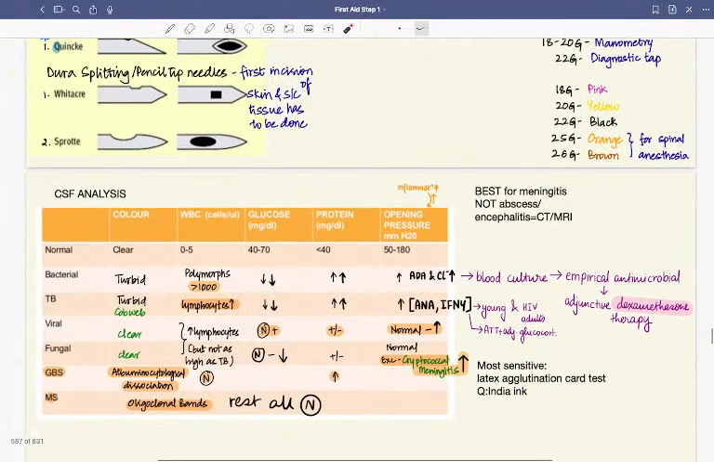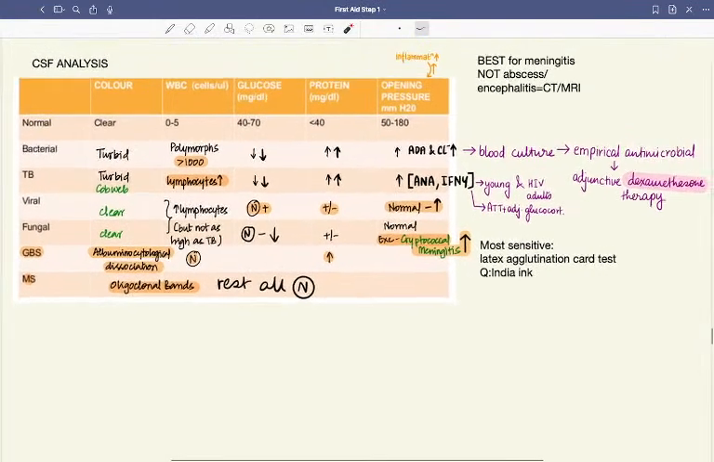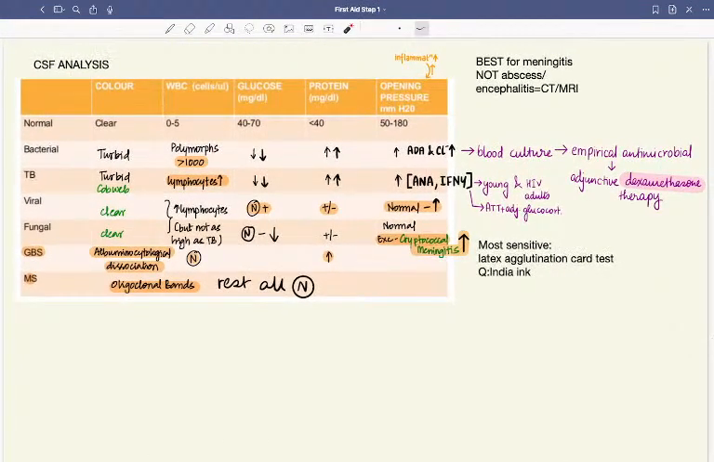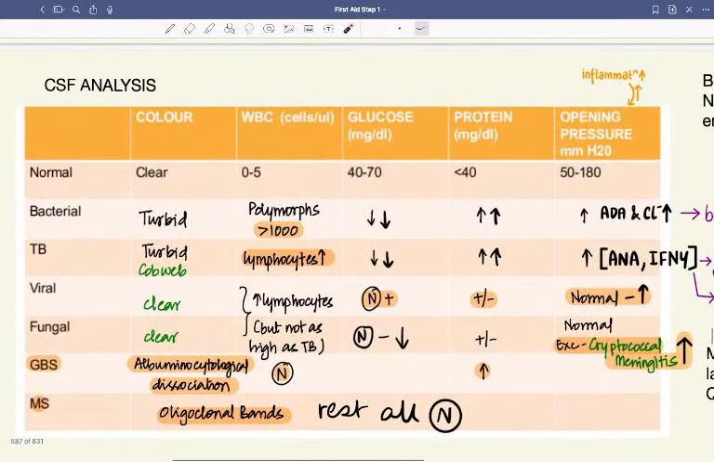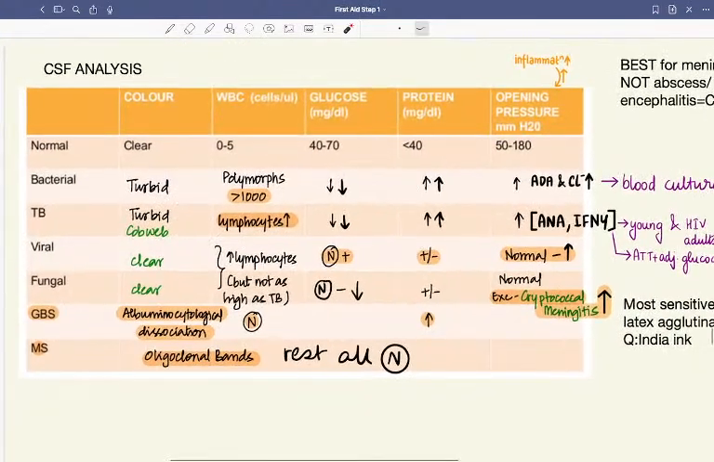Okay, next is CSF analysis. So this is one of the most important tables. Okay. So first, without going over this at all, I'll just not look at this and just keep on saying, while you people are there to check whether I'm saying right or not, whether I'm recalling rightly or not. So first we have normal, and we have color, WBC, protein and this. Okay, so normal, it's all going to be clear.